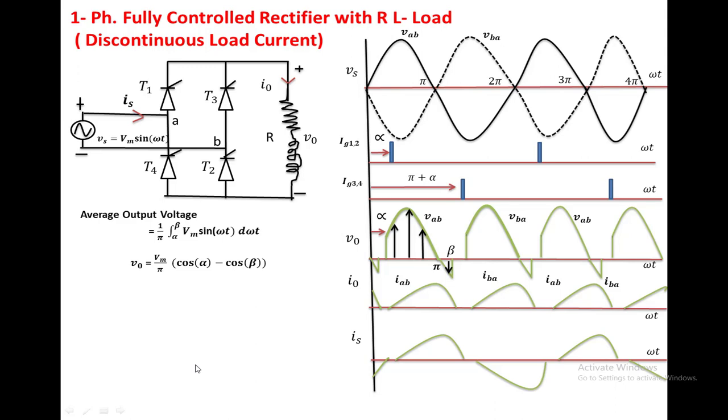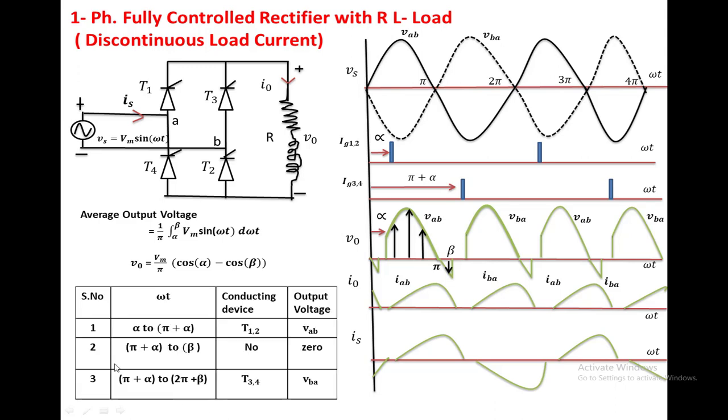Now we are going to put the circuit operation in a table with serial number, angle, conducting device, and output voltage. From alpha to beta, up to this point, T1, T2 is conducting and the output voltage is equal to VAB. Again from beta to pi plus alpha, no device is conducting in the circuit, so the output voltage becomes 0. Again from pi plus alpha to 2 pi plus beta, T3, T4 is conducting and the output voltage becomes VBA.